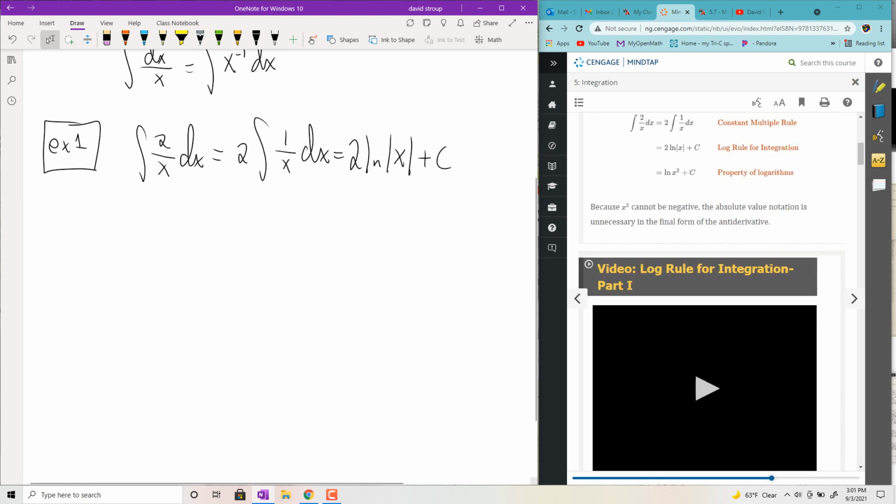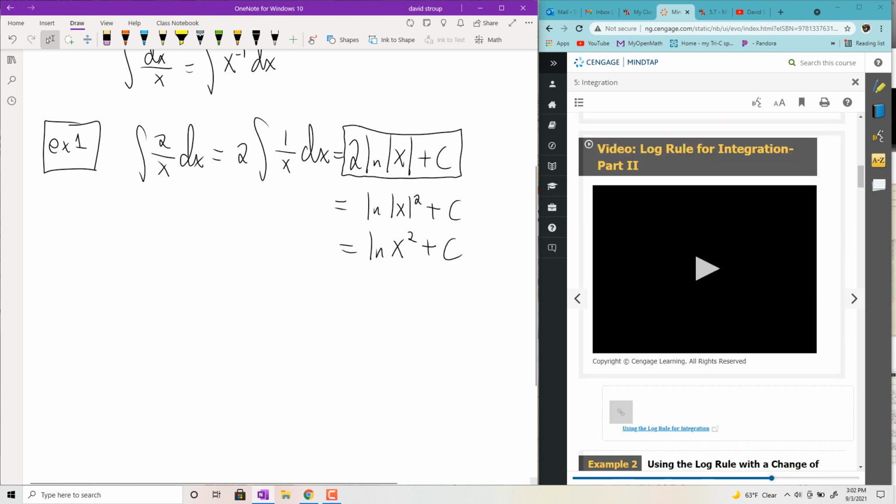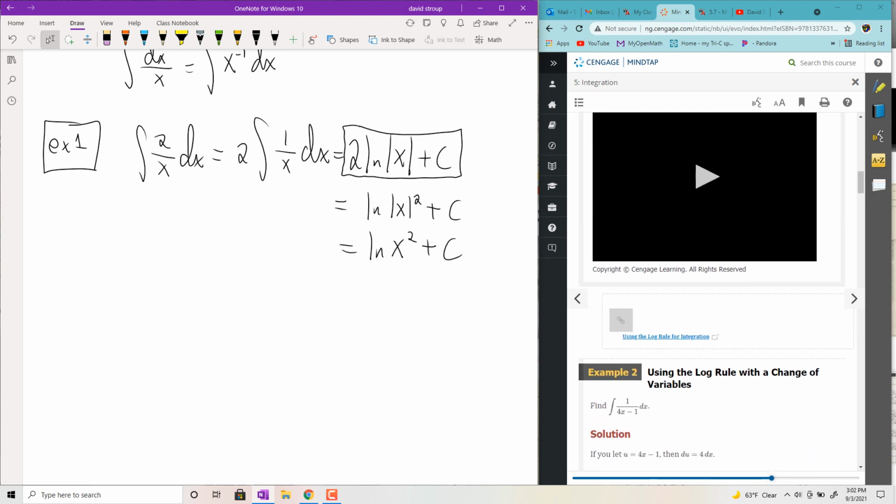Okay. The book goes on to say you could use the power rule there. So you have the ln of basically the absolute value of x squared plus c. Anything squared is going to be positive, so you need not have to use the absolute values if you don't want. You just write it ln of x squared. But this first answer, honestly, is just fine by me. Okay. Let's look at another one.